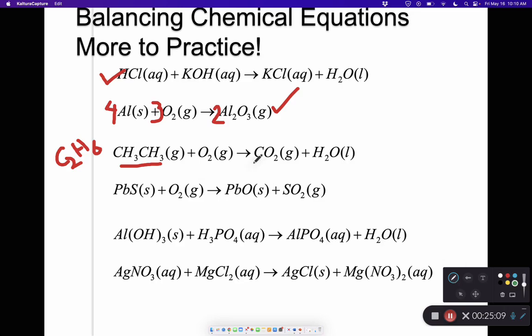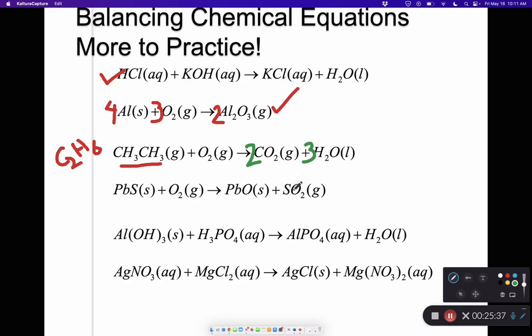I have 2 carbon on the left hand side, I have only 1 on the right. So right away you can multiply by 2, right? We deal with carbon. Now the procedure says deal with hydrogen. I have 6 on the left, I have 2 on the right, so I will multiply by 3 on the right, right? You are good with hydrogen.